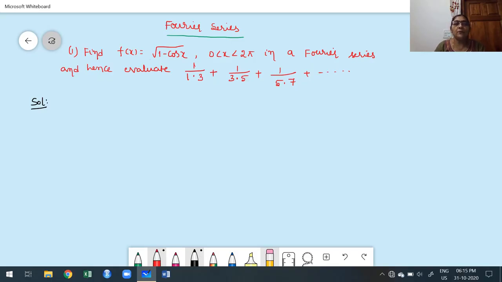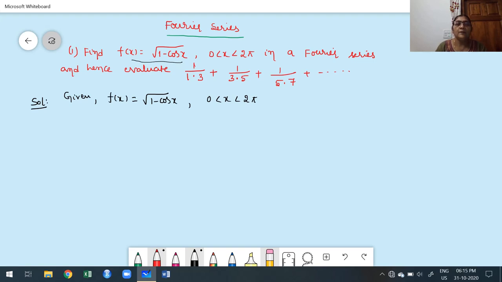Now first we have to find out what's the Fourier series for the given function. First we have to consider what is given. Given f of x is equal to root of 1 minus cos x over the interval 0 to 2 pi. Now this is one of the important problems. Now how to do it here.